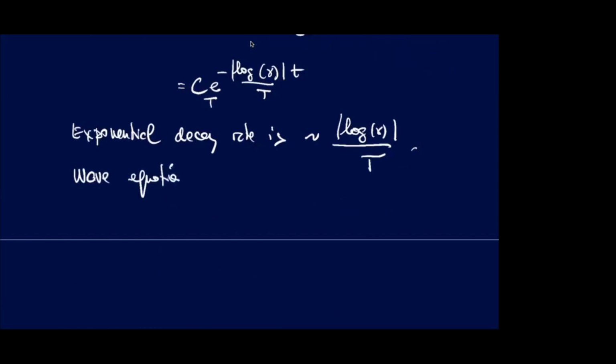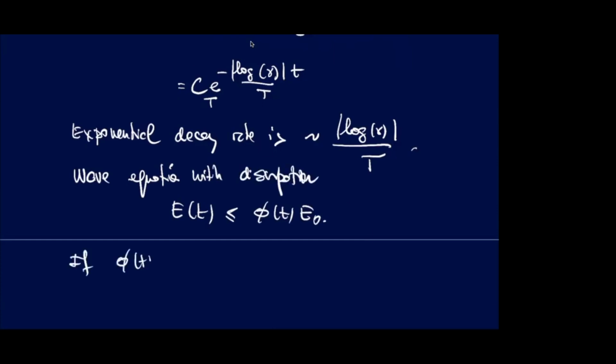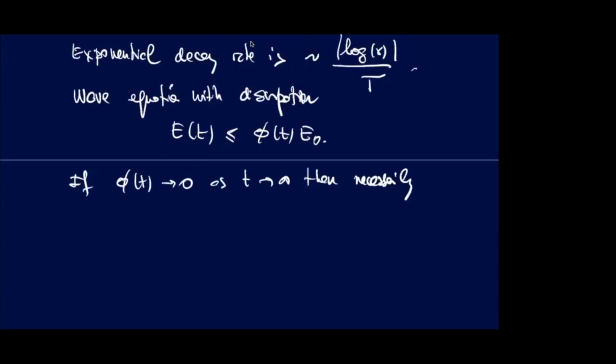I will be writing inequalities like this, right? So for the wave equation with dissipation, I will be writing inequalities like this. And then what I'm saying is that if phi t goes to 0, as t goes to infinity, then necessarily this produces an exponential decay.